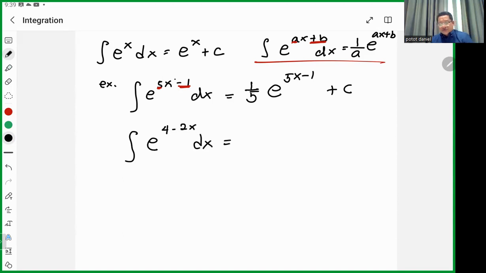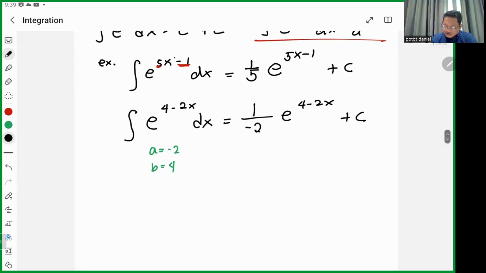Another example, suppose that you have the integral of e to the 4 minus 2x with respect to x. Please be alert that the a here is the coefficient of your x. So in this one, your a is negative 2 and your b is equal to 4. Having said that, our final answer will be 1 over negative 2, e raised to 4 minus 2x plus c.